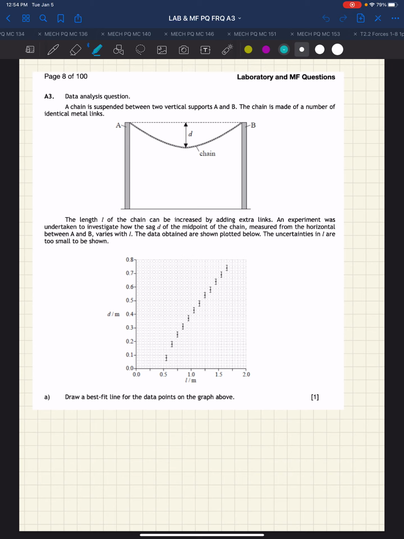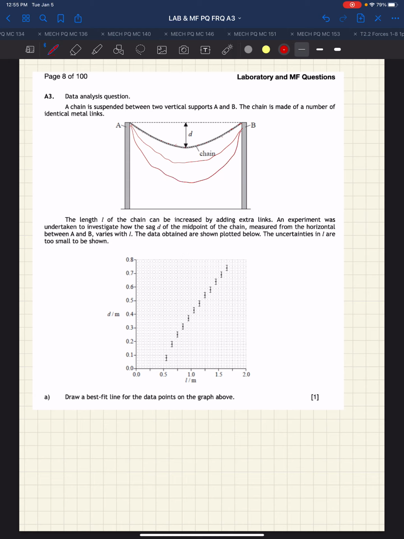So this question, we have a picture to start. There is a chain with links. It's a number of metal links, suspended. And so we see there are these individual links in the chain. The length of the chain can be increased by adding links. So if we added links, the chain would become longer, like so.